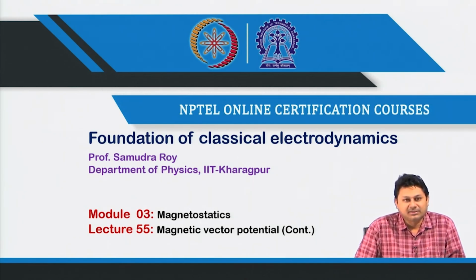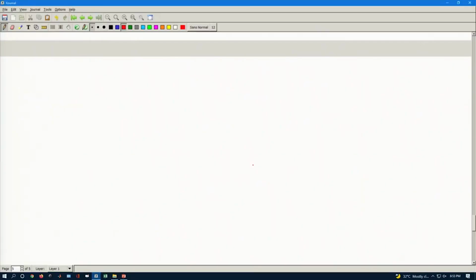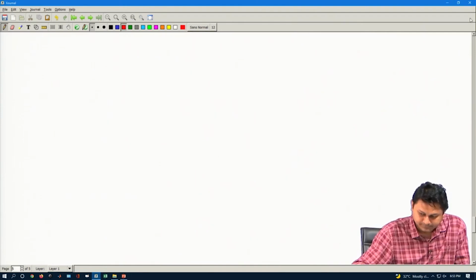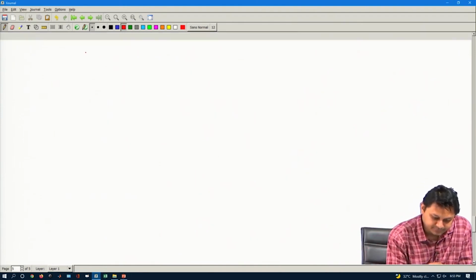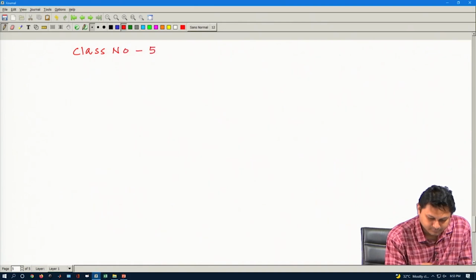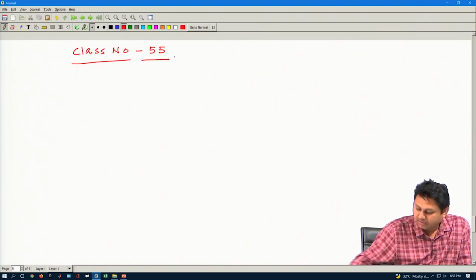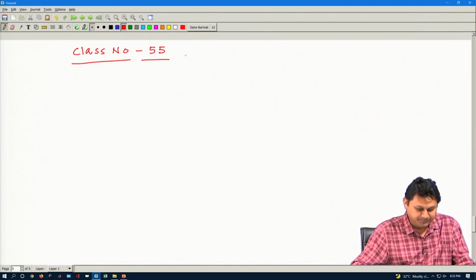So, we are in module 3 now, and under lecture 55 we are going to discuss more about the magnetic vector potential. The discussion will be continued today. So, this is class number 55. Our discussion on magnetic vector potential will continue.